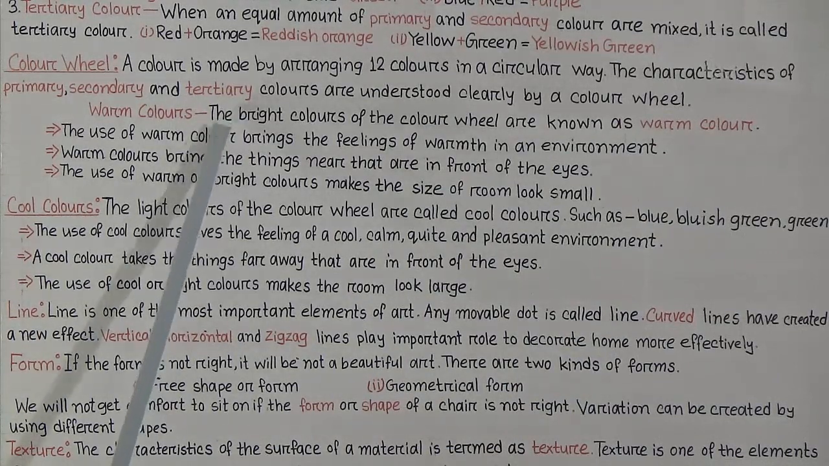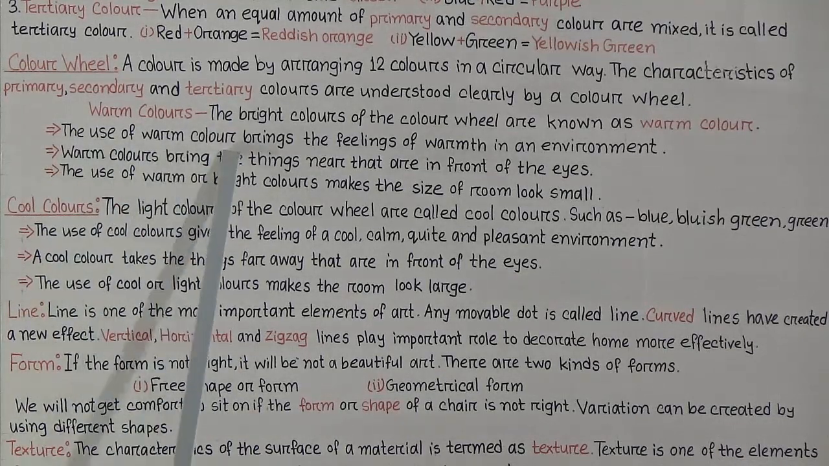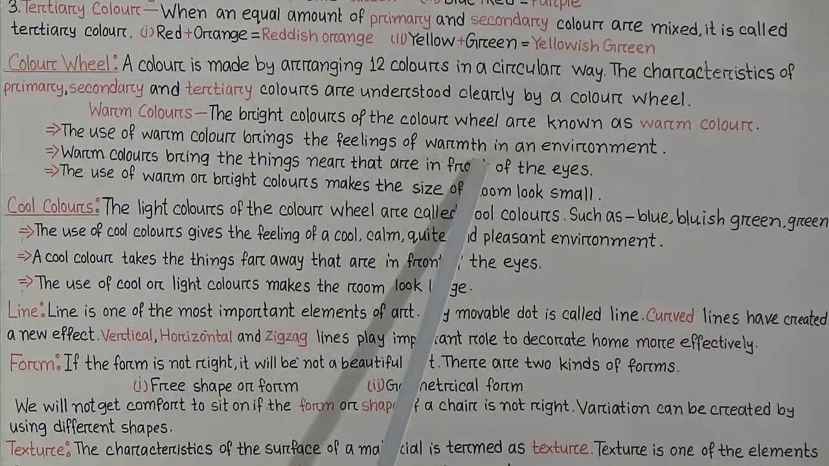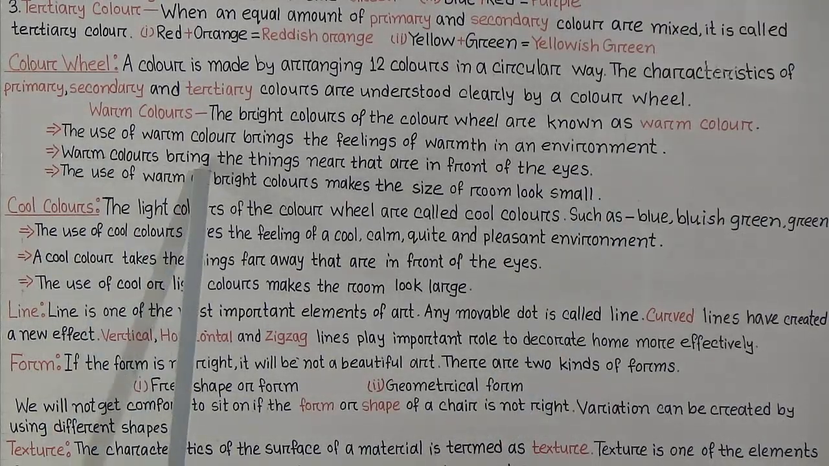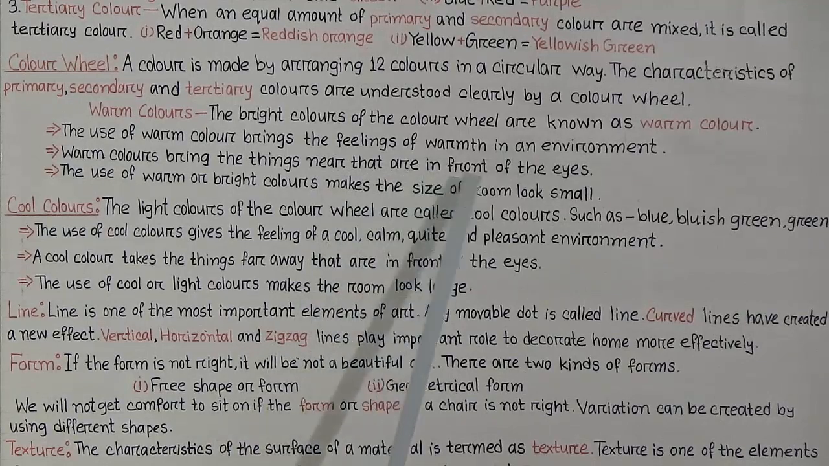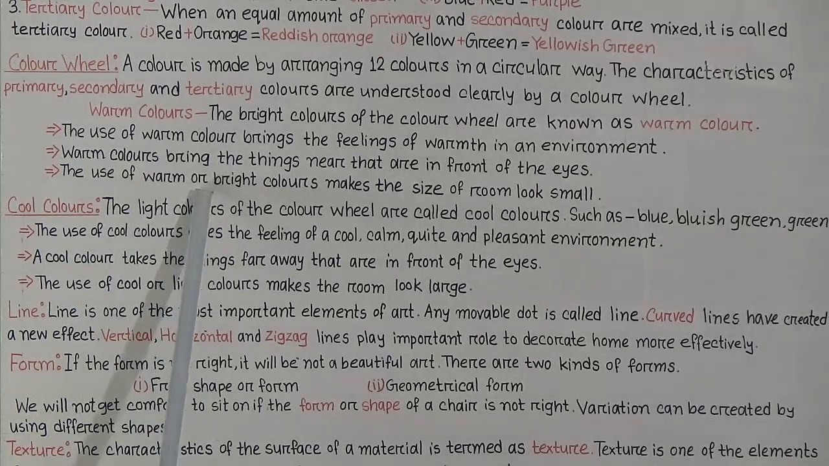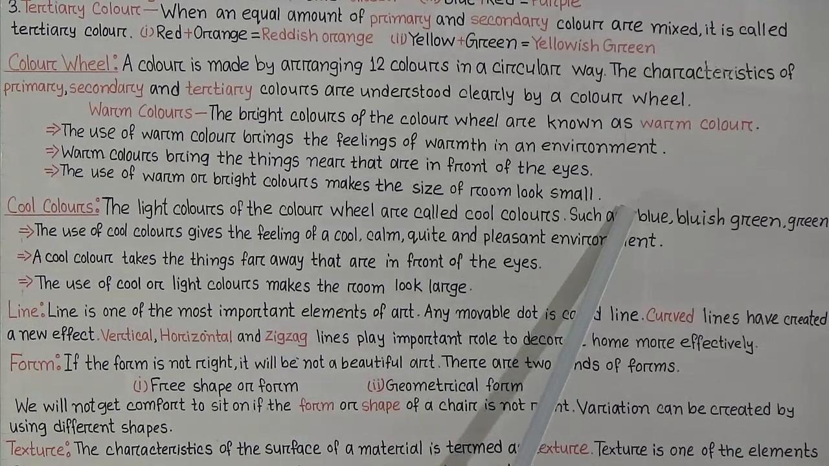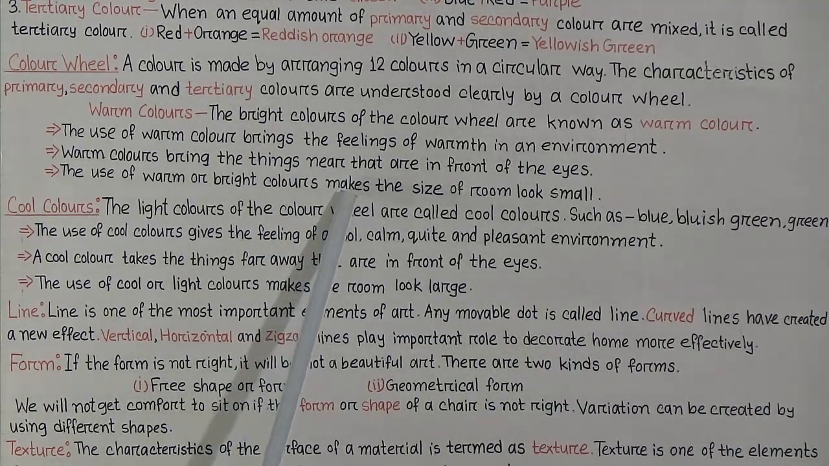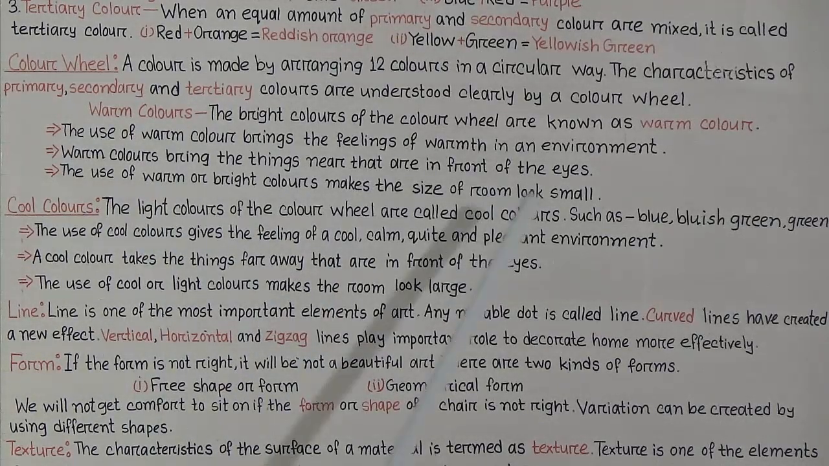Now we learn about the uses of warm colors. First, the use of warm color brings the feeling of warmth in an environment. Second, warm colors bring the things that are in front of the eyes nearer. Last one, the use of warm or bright colors makes the size of a room look small. So these points are important for answering your CQ or creative question. You can write the uses of warm colors from here.